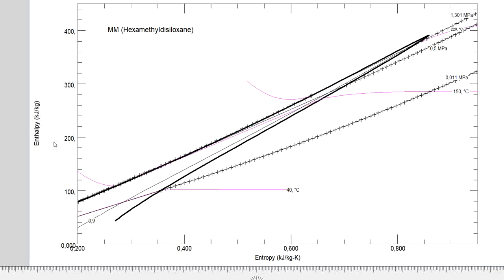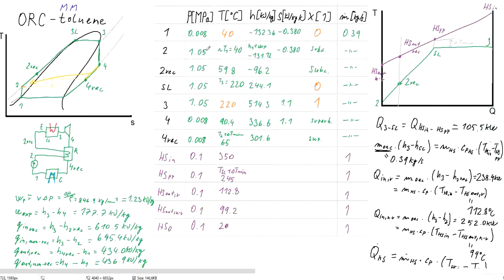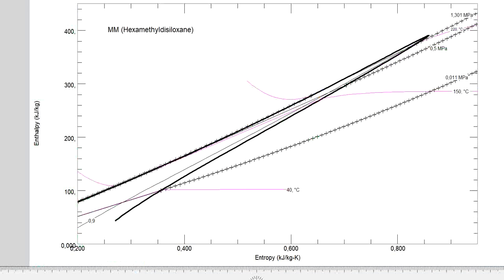And yeah, what stays the same is the temperature, 40 degrees C and 220. Also obviously the temperature at point 3, at the saturated liquid. Also the steam quality at these specified points will stay the same. And now let's have a look at the diagram for the other parameters.